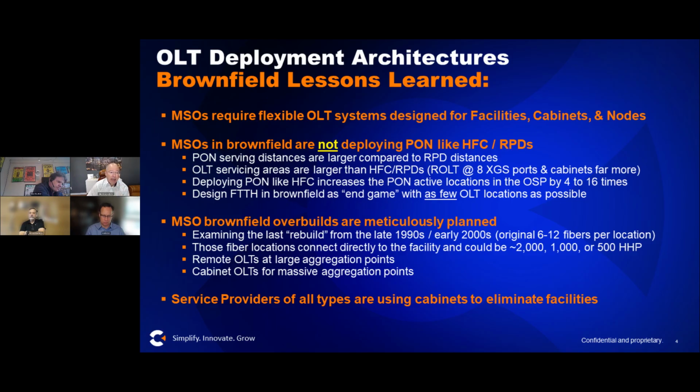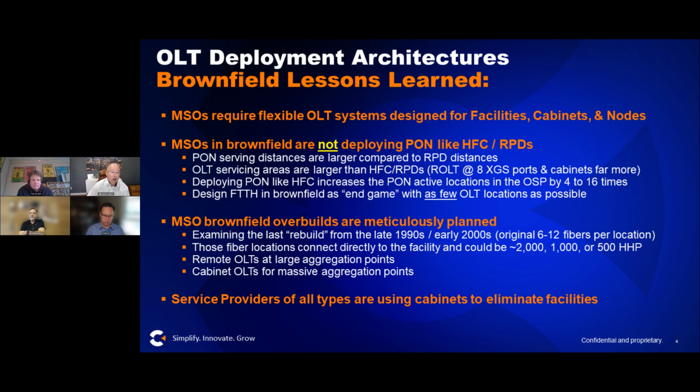So designing fiber in brownfield, MSOs are looking at what's the end game so they can have as few OLT locations as possible. The other point here is about MSO brownfield overbuilds. They're meticulous to plan. One of the things that the operators are looking at is what happened during the last major rebuild, not upgrade, but rebuild. And that's where MSOs started putting fiber in the late 90s and 2000s, perhaps 6 to 12 fibers per node location. That node location could have 2,000, 1,000, or 500 homes passed.